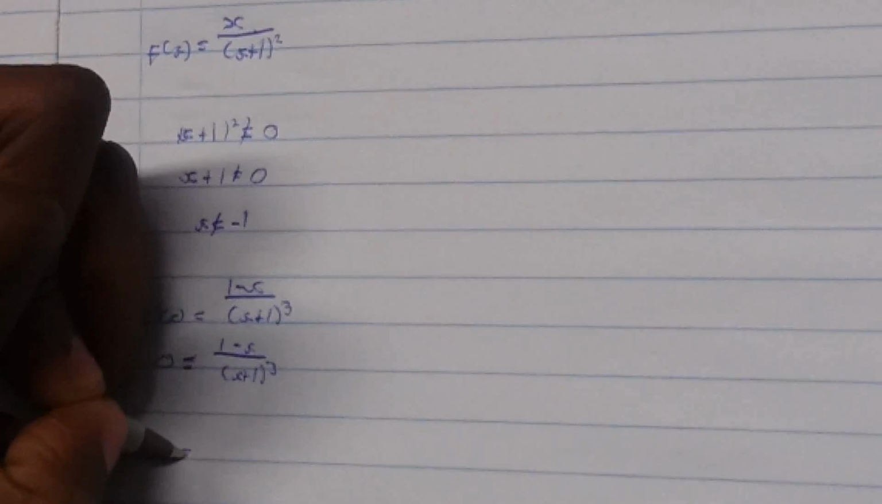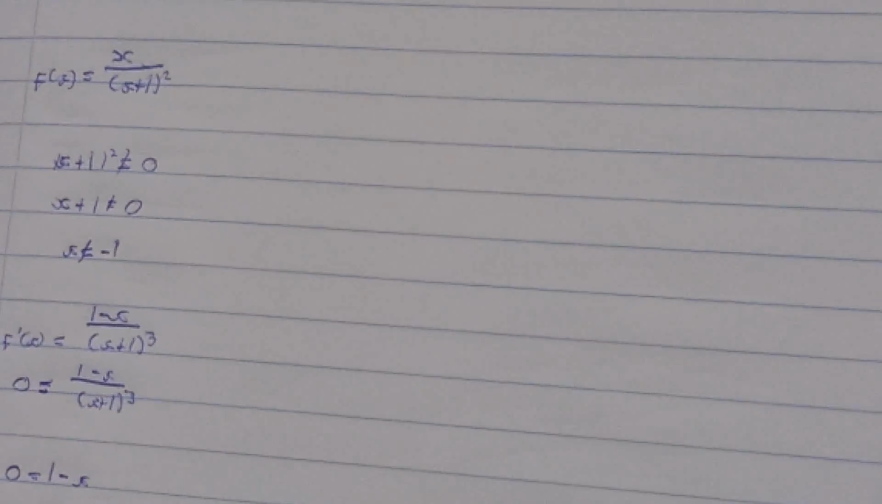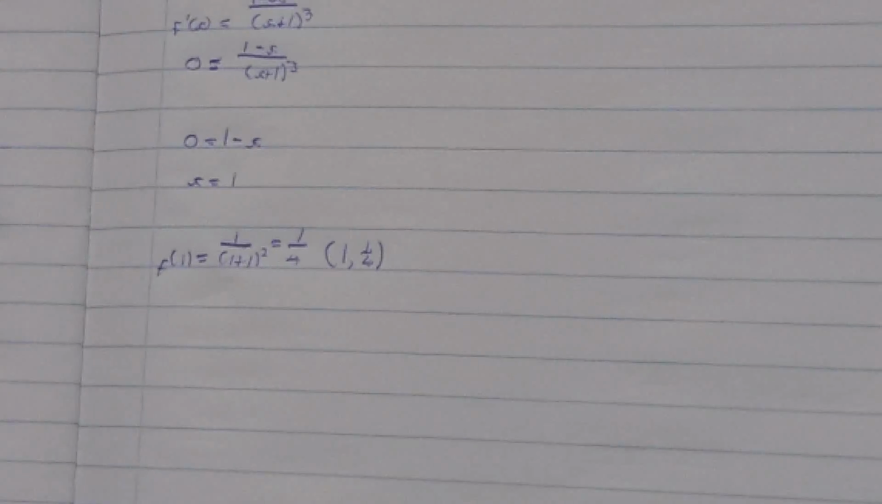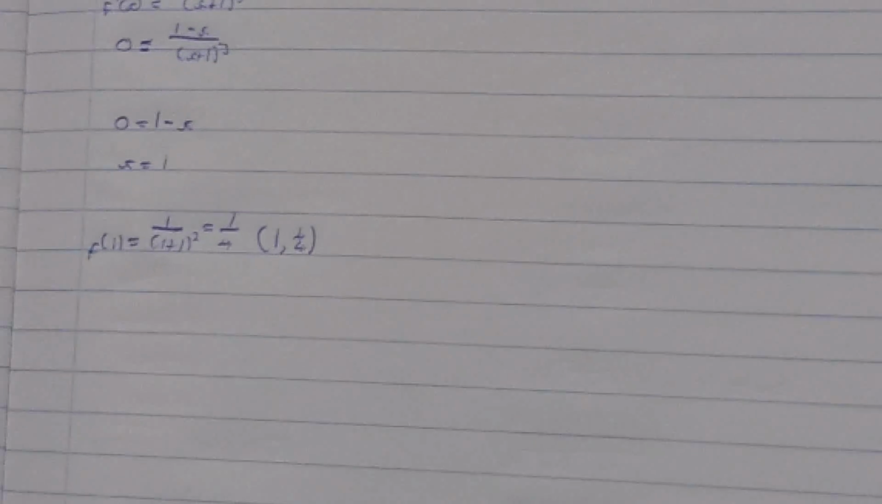You take this out, and then 1 minus x has to equal 0, so x equals 1. Then we sub this back into the original function. f equals 1 over 1 plus 1 squared, which is 1 over 4. So 1 over 4 is the maximum value for this graph. Seeing as how we have these points, we can already sketch the graph.